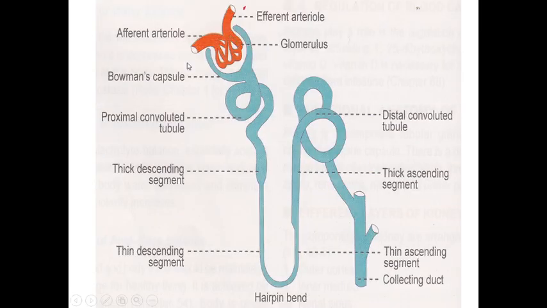So if you look at this structure, this shows the 3 parts of the nephron. So first we have the renal corpuscle, which consists of the Bowman's capsule and the glomerulus inside the Bowman's capsule. Next we have the kidney tubules, which consist of proximal convoluted tubule, loop of Henle, and the distal convoluted tubule. And then we have the collecting duct. So these are the three parts of the nephron. So nephron is the functional unit of the kidney, and each kidney has about 1 million nephrons.